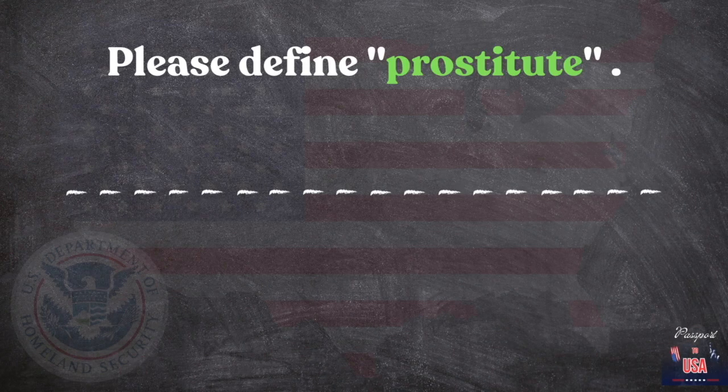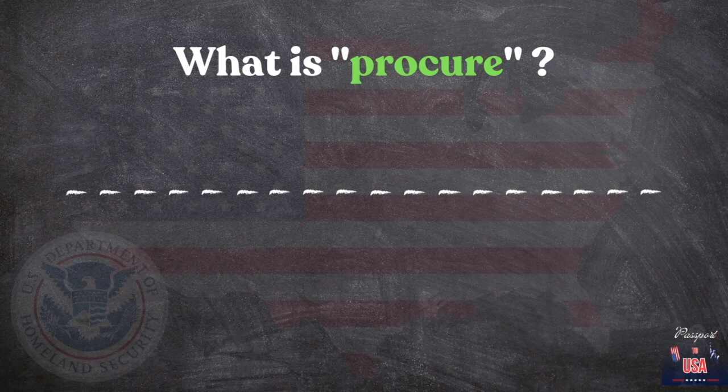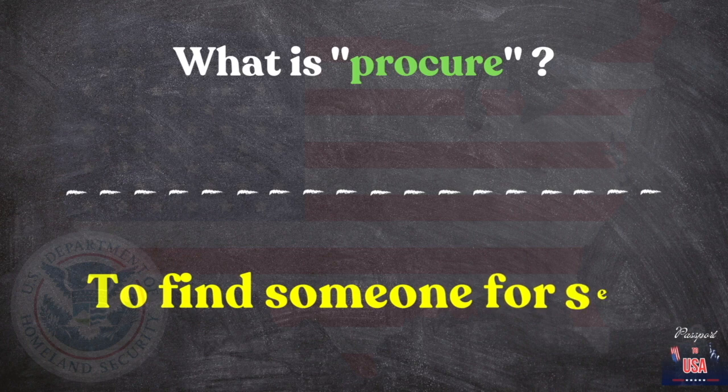Please define prostitute. Someone who has sex for money. What is procure? To find someone for sex.